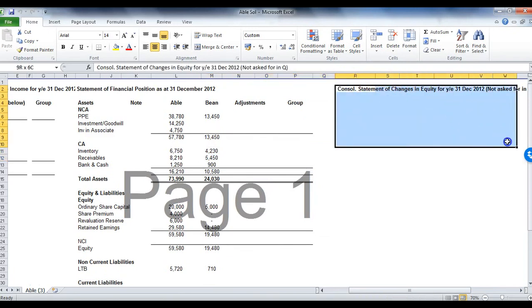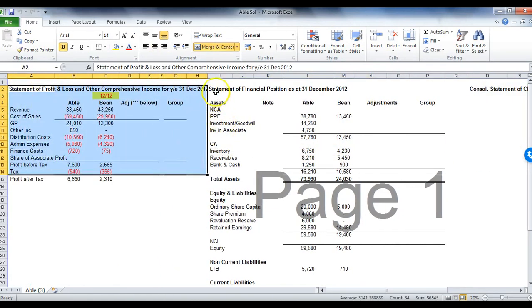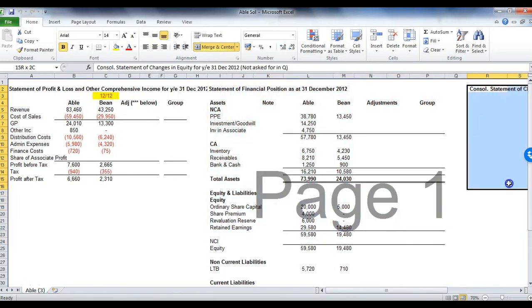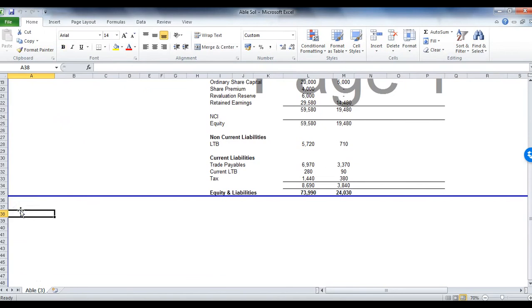We weren't asked for it in the question, but it's good for practice to do a consolidated statement of changes in equity as well. So at the very start of your booklet then you'll have left 1 page here, 2 pages here and 1 page. So that sets up the structure, and then I come down and I'll do my journal workings. We'll call them journal adjustments. And then I leave my main workings over here.